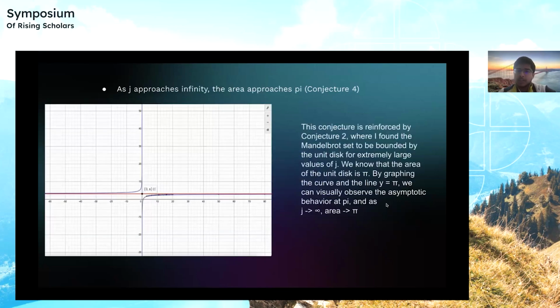And finally, my last conjecture. As j approaches infinity, the area approaches pi. This conjecture is reinforced by conjecture 2, where I found the Mandelbrot set to be bounded by the unit disk for extremely large values of j. We know that the area of the unit disk is pi, and by graphing the curve and the line y equals pi, we can visually observe the asymptotic behavior at pi. And as j approaches infinity, area approaches pi.